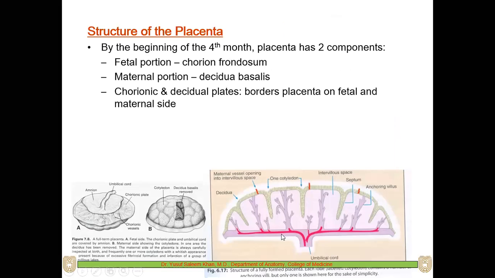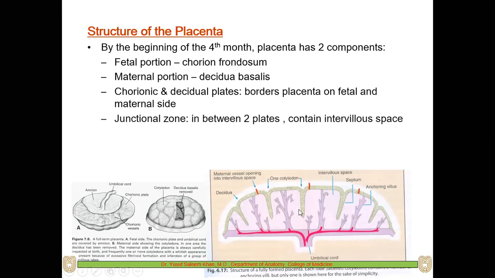Here, the side toward the fetus will be called the chorionic plate, and the other side toward the decidua will be called the decidual plate. They border the placenta on the fetal and maternal side respectively. Between these two plates is the whole of the placenta which is being formed. The junction zone is between the two plates and contains the intervillous space.